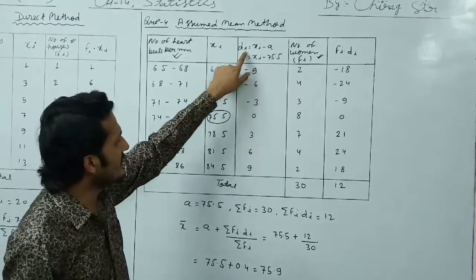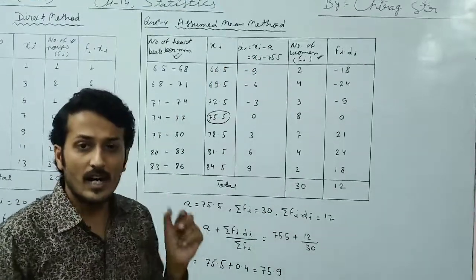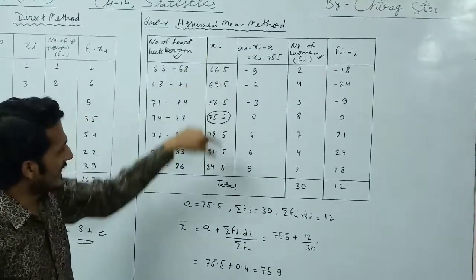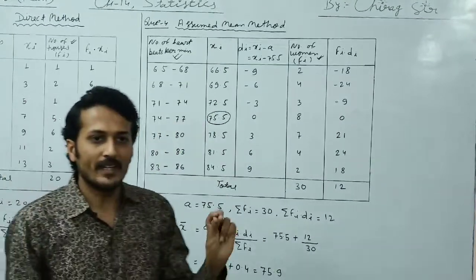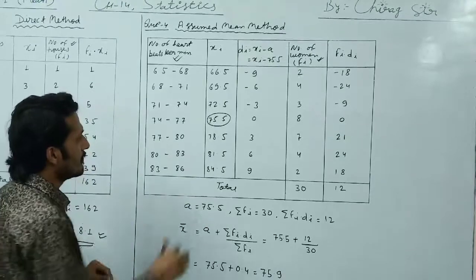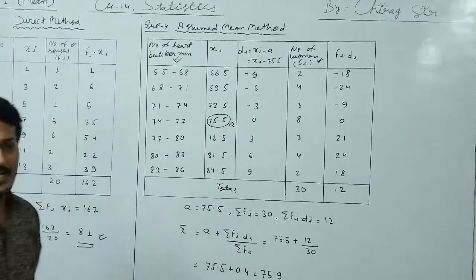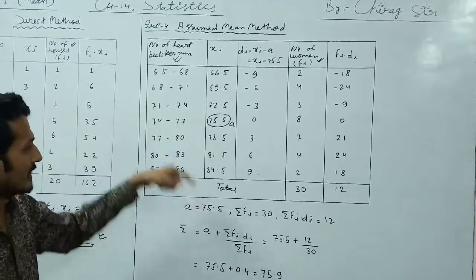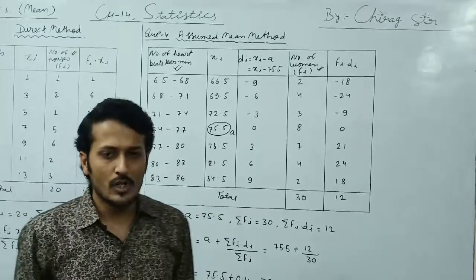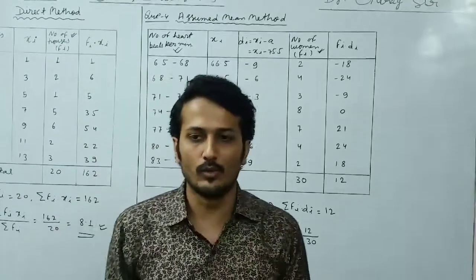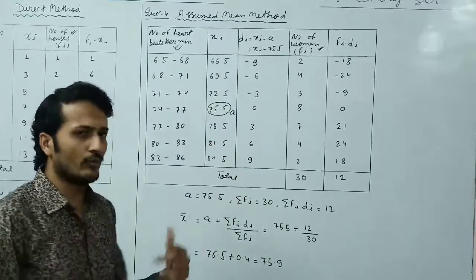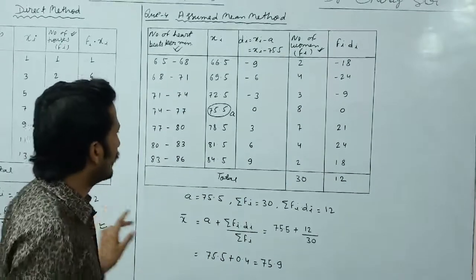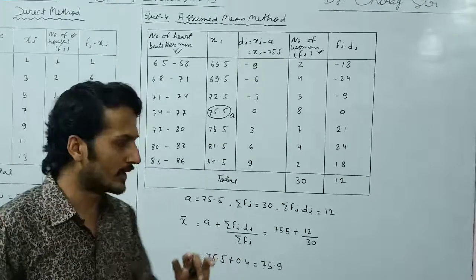Now di is xi minus a, where a is the assumed mean. Now how to calculate assumed mean? In the column of xi, the middle value, the central value, is considered as assumed mean, that is a. In case the number of values in xi is even, we don't get the exact middle value. In that case we get two middle values, so we can choose any one of them as a, and the answer will be the same in both cases.